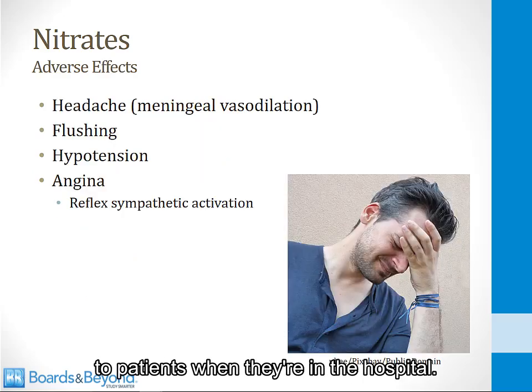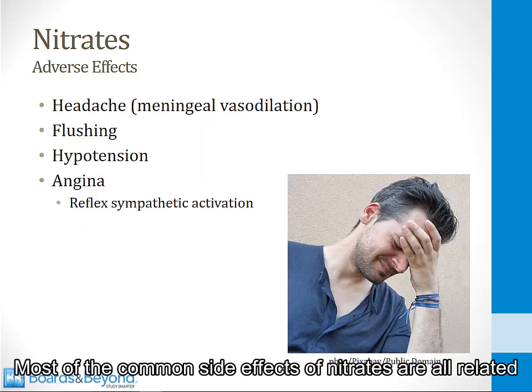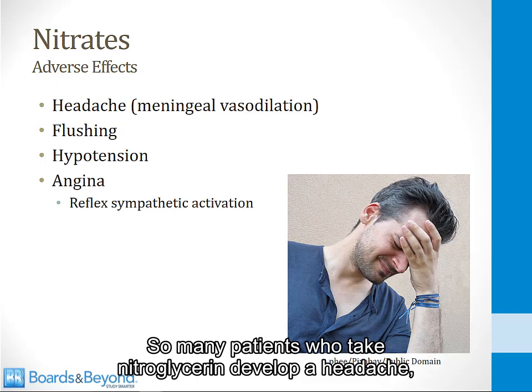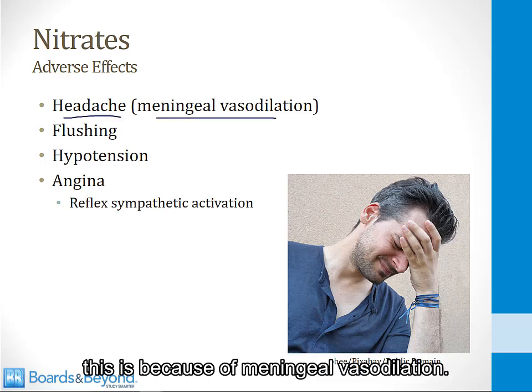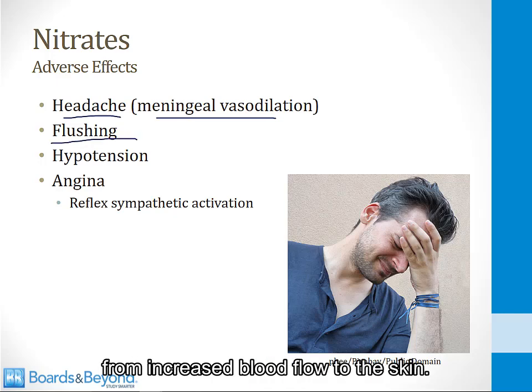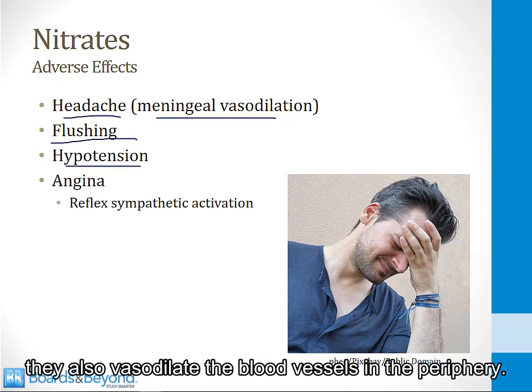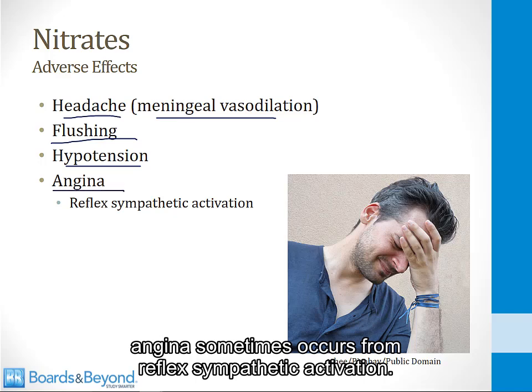Most of the common side effects of nitrates are all related to the fact that these drugs are vasodilators. So many patients who take nitroglycerin develop a headache. This is because of meningeal vasodilation. Some patients develop flushing from increased blood flow to the skin. And as I said before, these drugs drop the cardiac output, and therefore they can cause hypotension. They also vasodilate the blood vessels in the periphery. And then, as I told you before, angina sometimes occurs from reflex sympathetic activation.